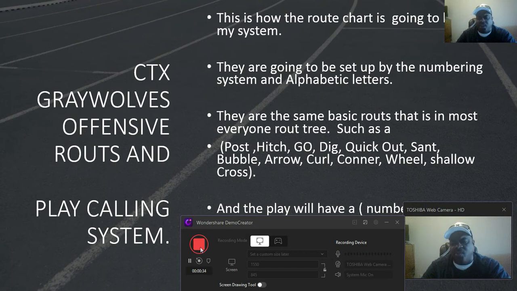Post, hitch, go, dig, quick out, slants, bubble, arrows, curls, corners, wheels, shallow cross. And we're going to play by the numbering system.